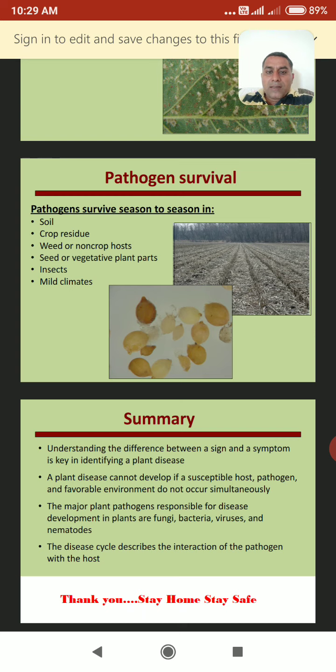Then a plant disease cannot develop unless a susceptible host, pathogen, and favorable conditions occur simultaneously. The major plant pathogens responsible for disease in plants are fungi, bacteria, viruses, and nematodes. The disease cycle describes the interaction of the plant host with the plant pathogen.